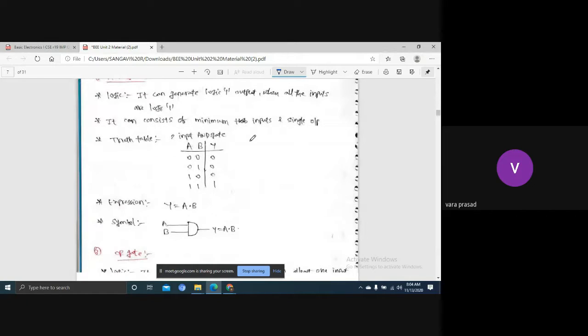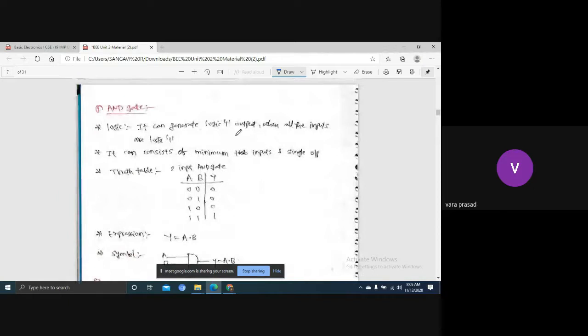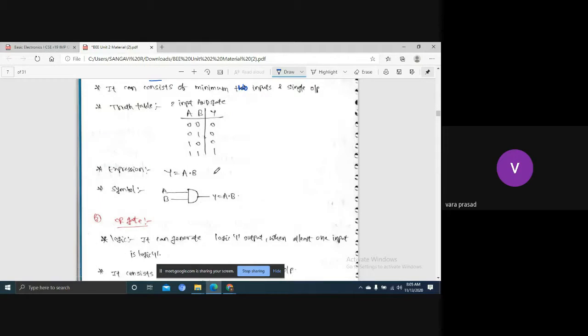Next, the AND gate. Logic: it generates logic 1 output when all the inputs are logic 1. When all inputs are 1, the output is 1. It consists of a minimum of two inputs and a single output. Truth table of a two input AND gate: two inputs give four combinations 0 0, 0 1, 1 0, 1 1. Here both inputs are 1, output will be 1. In all remaining conditions, outputs are zeros.